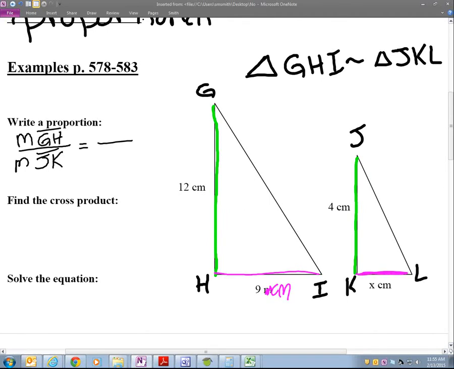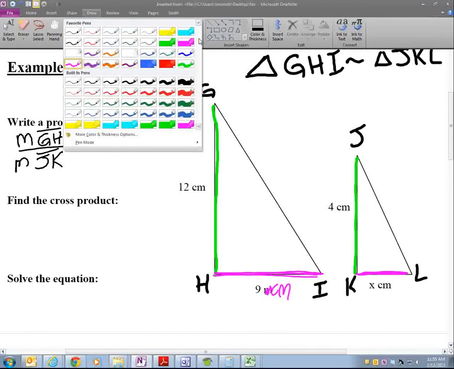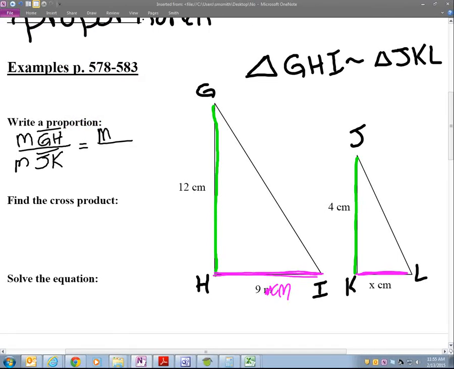Here's the corresponding angle for that one. So we have HI, and the corresponding side is KL. So we have the measure of side HI is proportionate to the length of KL. So we have GH, JK, HI, and KL.